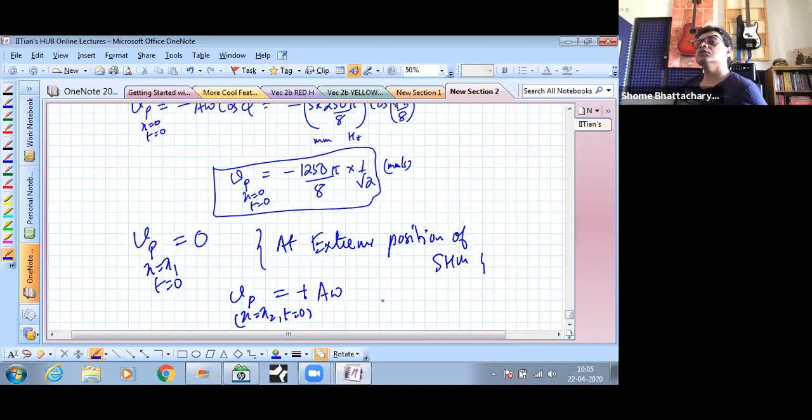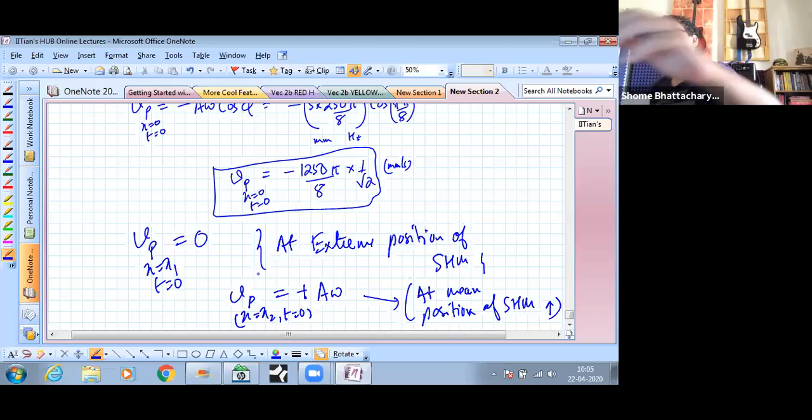Okay, because this is at mean position of SHM, and that too going up. You can see from the graph that that point is going up. So that's why it's plus a omega. So when you put those values of kx1 and kx2 in the equation, you will automatically get these values which I'm telling you.